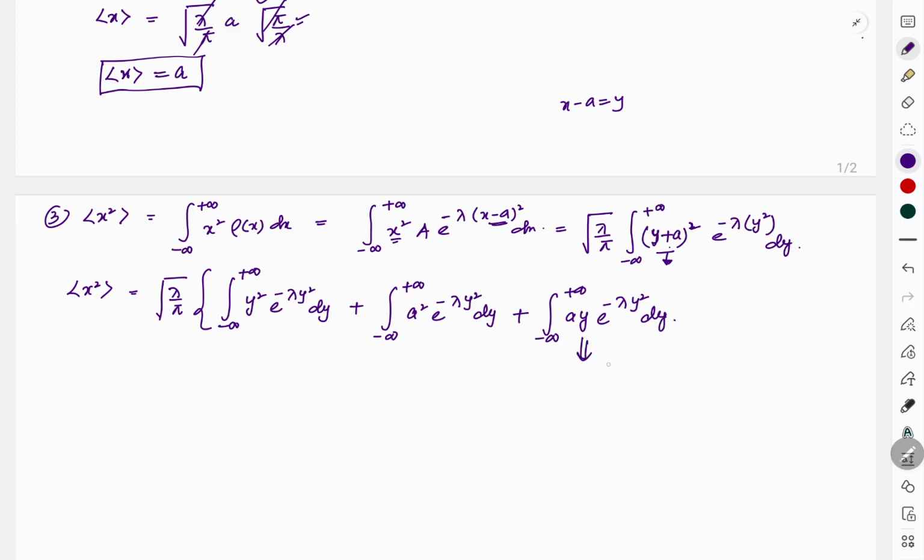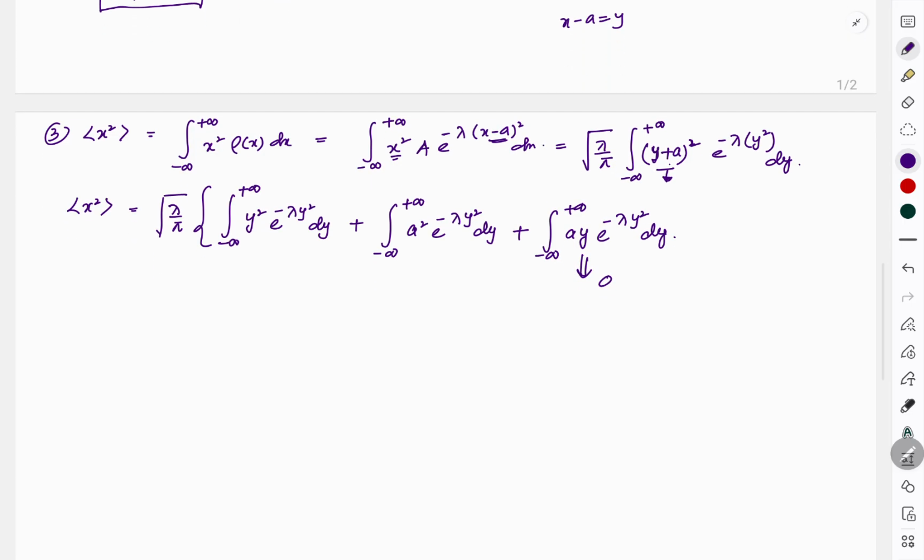Again, this one is the odd integral, so it would be 0. So there remains only this and this one. Let's put it like this, lambda divided by pi, and see here is the y square. Let me write again the Gaussian integral, in terms of x: integral x to the power 2n e to the power minus alpha x square dx equals 2n minus 1 double factorial divided by 2 alpha to the power n root of pi by alpha.